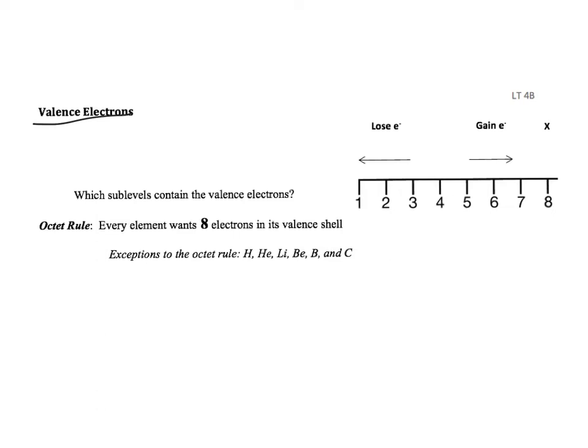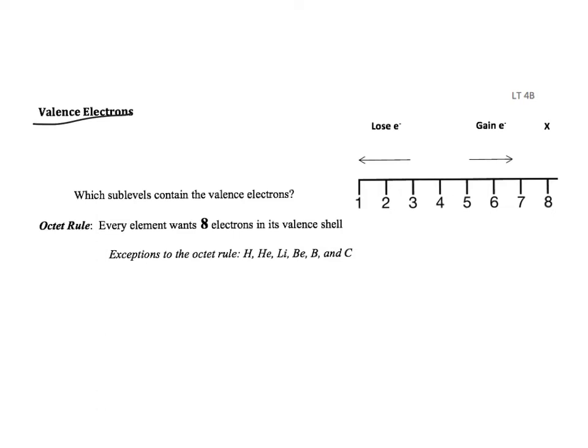They will always be your highest energy level. They're the highest energy level, so therefore they're the farthest away from the nucleus. So they're the ones that are going to be involved in reactions. They're the easiest to get at. That's the electrons that we're talking about, the highest energy level.